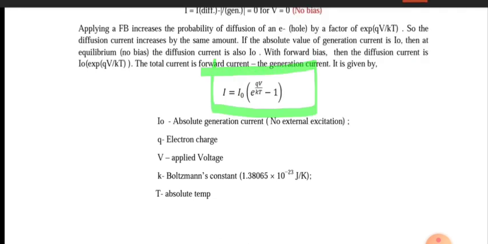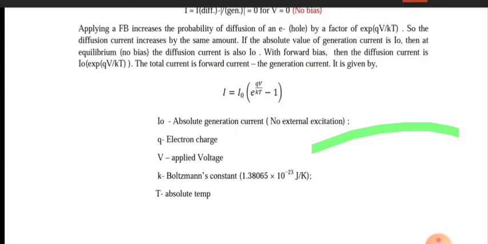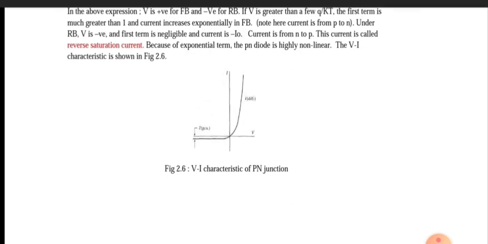Now what will be the case of reverse bias? Under reverse bias, we don't have diffusion current, so I diffusion is equal to 0 and the total current will be I equals minus I naught. So I equals minus I naught under reverse bias, and under forward bias I equals I naught into e raised to qV by kT minus 1. In the above expression, V is positive for forward bias and V is negative for reverse bias. We will see why it's so.